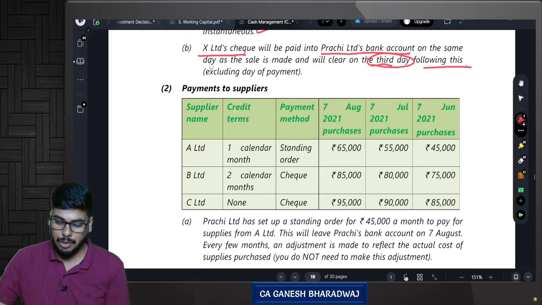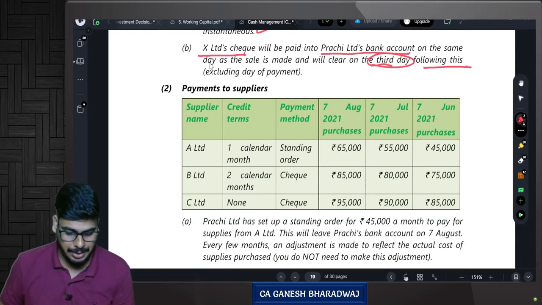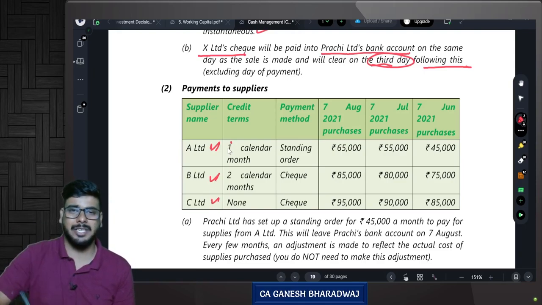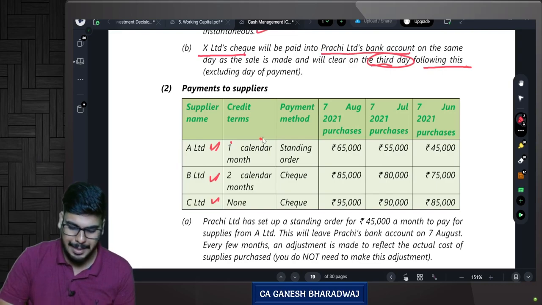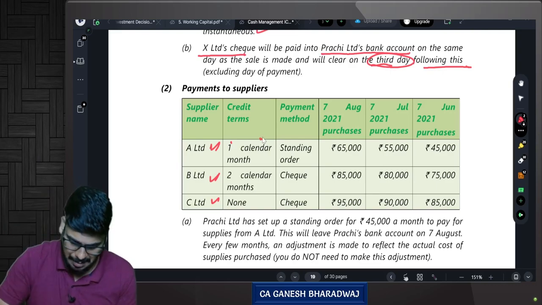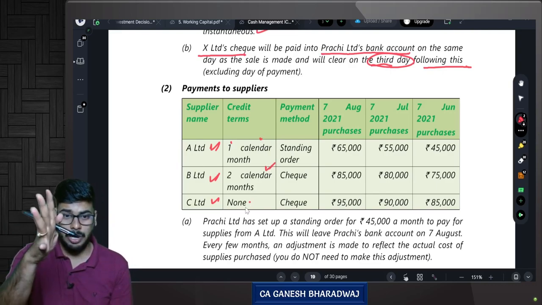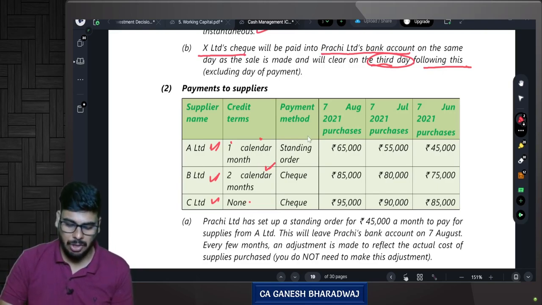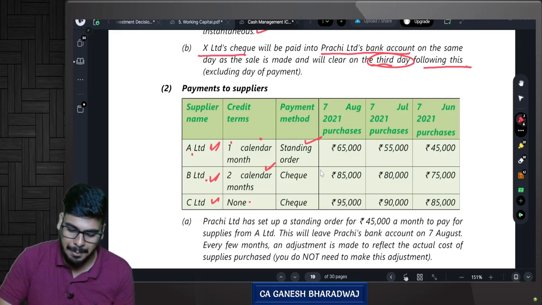Next, payments to suppliers. We have three suppliers, right? A Limited, B Limited, C Limited. A Limited, if I make the purchase today, I can pay him after 1 month. B Limited, if I make the purchase today, I can pay him after 3 months. C Limited, no credit, which means I need to pay immediately. Now, payment methods are given. For A Limited, standing order. B Limited, check. And C Limited, check.